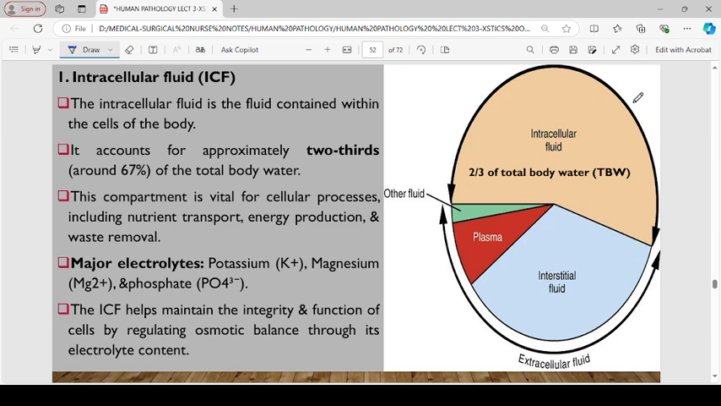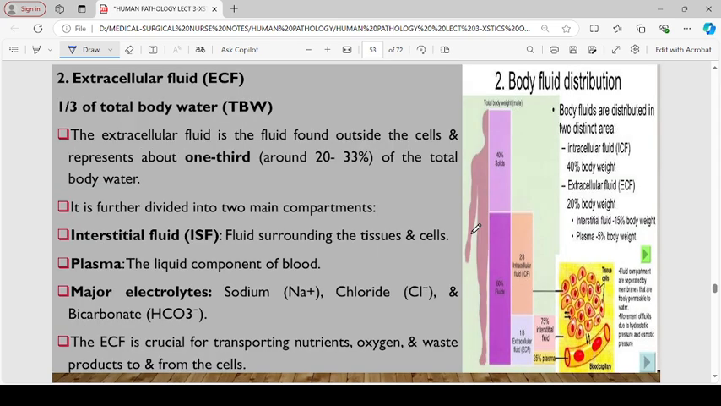The intracellular fluid helps maintain the integrity and function of the cells by regulating osmotic balance through its electrolyte content. So if you are looking at fluids in totality in our body, two-thirds of it will be found in the intracellular space, right? And the rest will be found in the extracellular fluid, which is made up of mostly interstitial fluid, plasma, and others. All right, let's look at the extracellular fluid space now. This represents a third of the total body water, and it is the fluid that is found outside the cell.